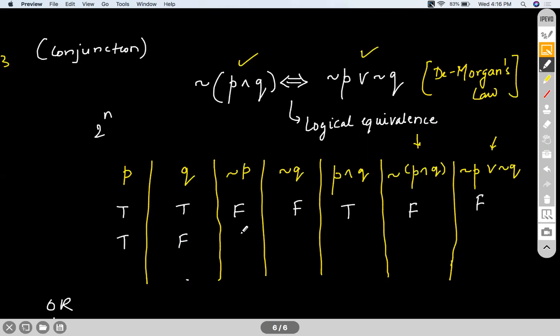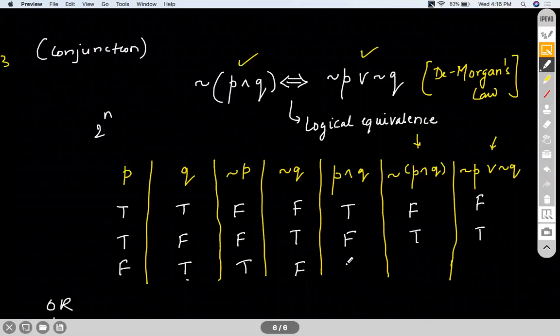Then true, false. This will become false, true. False, true. False. False. This will become a true. This guy will be true. That'll become a true. False, true, true or false, true. False, true. True, false. True, false. True and false, false. False, false, false. Then true. True. Then this is also true. Correct? Okay. False, false.